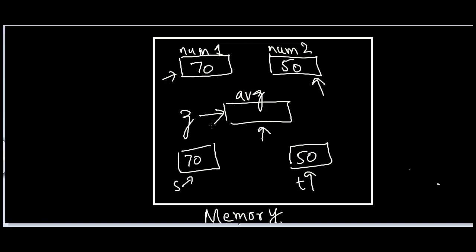Okay, so if we modify the value of S, only the copy is going to get modified. If we modify the value of T, only the copy is going to get modified. The original parameters num1 and num2 will not get modified, only the copy gets modified. But if we modify the value of Z, this AVG, which is the parameter that was being passed to this procedure, the value of AVG is going to get modified.